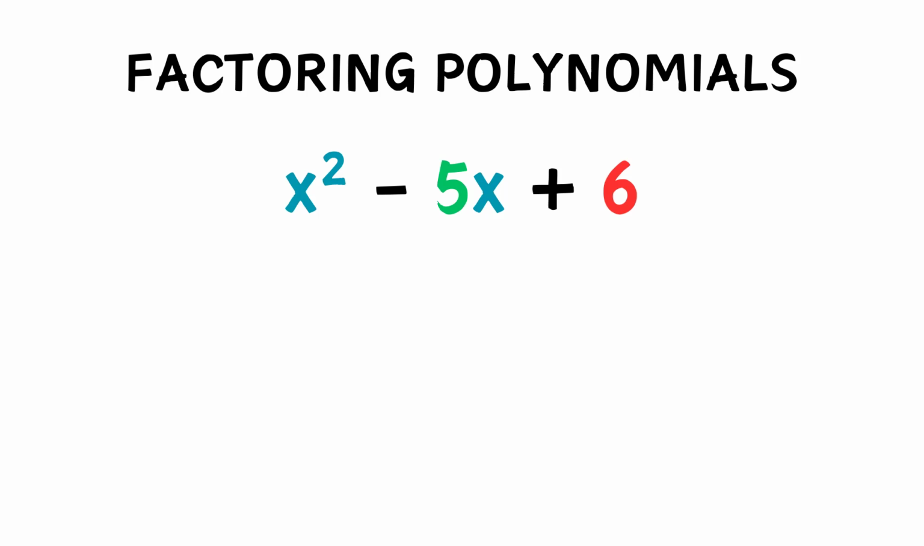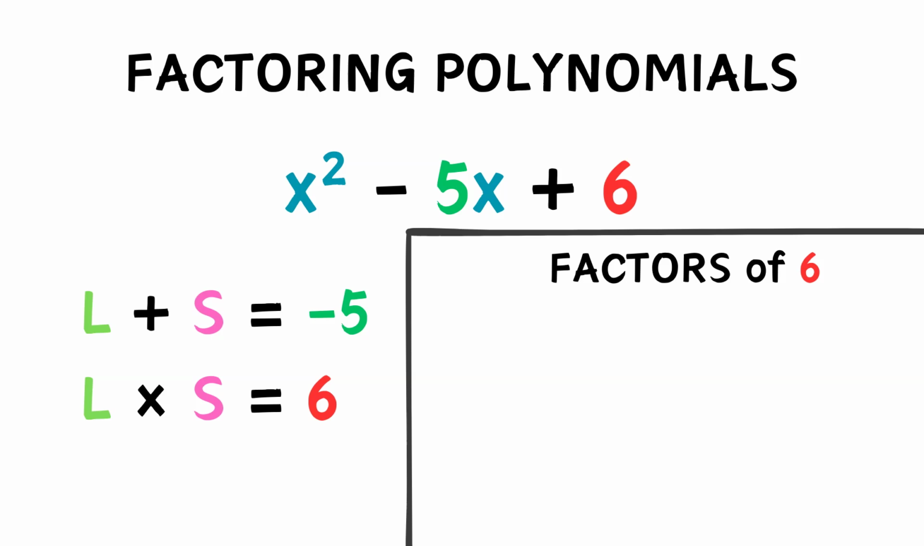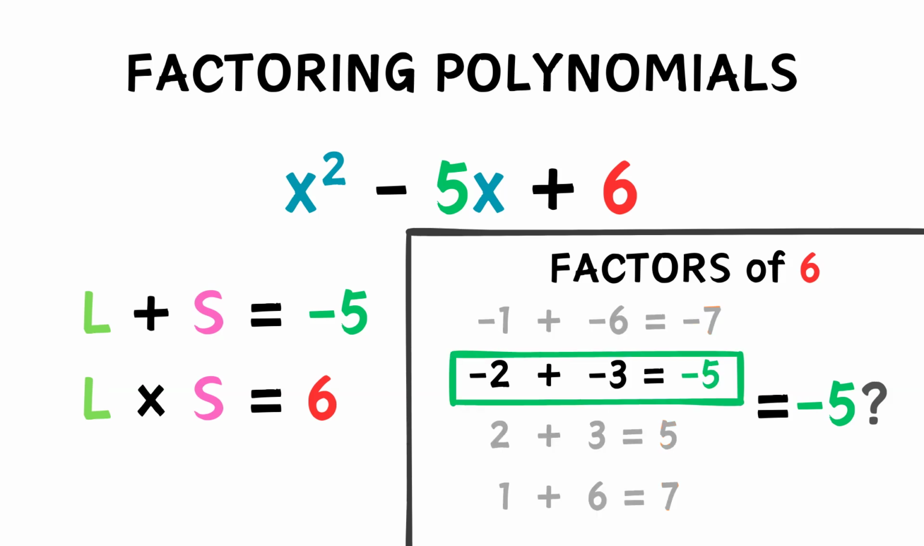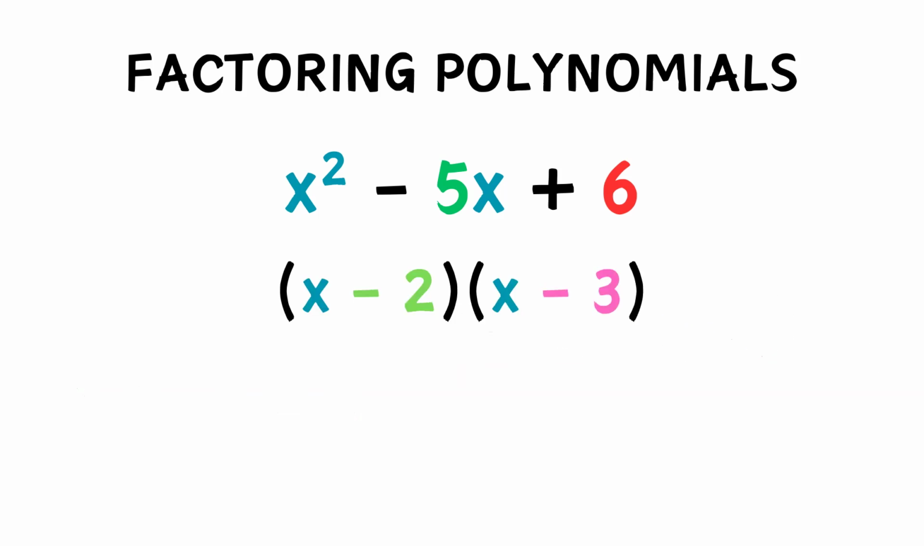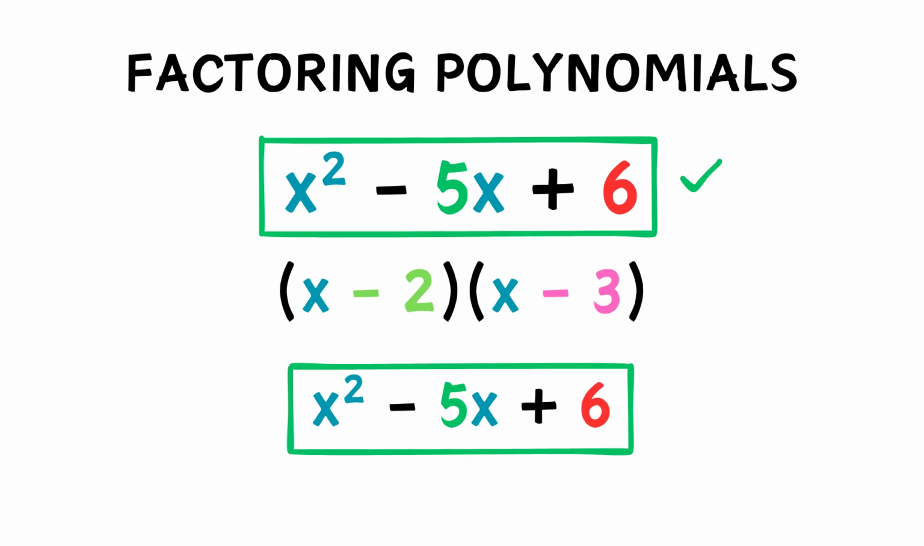Factor this polynomial, x squared minus 5x plus 6. Let's think. What numbers add to -5 and multiply to 6? Well, what are some factors of 6? -1 and -6, -2 and -3, 2 and 3, and 1 and 6. Now, which of these has a sum of -5? -2 and -3. So let's use those as our constants. This gives us (x minus 2) times (x minus 3). If we expand this, we find that we indeed get our polynomial.